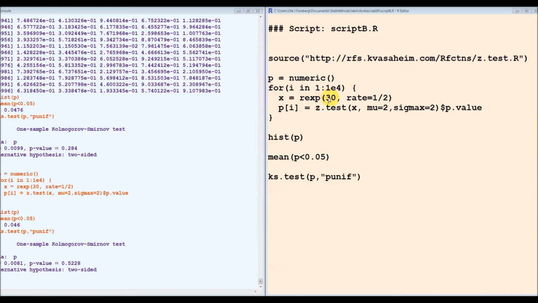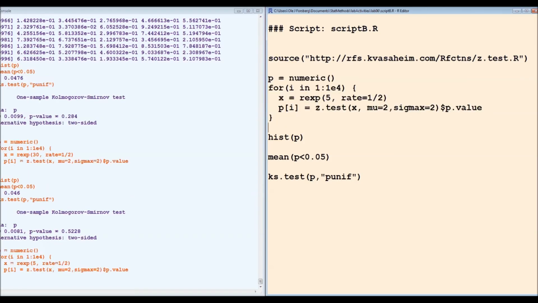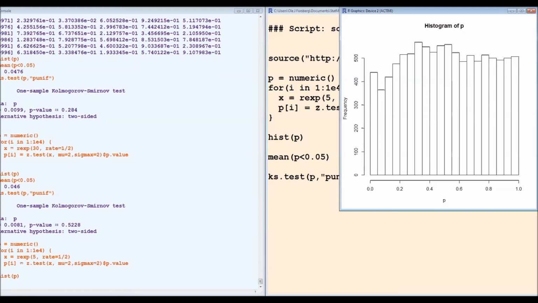Finally, let's do it with just a sample size of 5. Control R to run it. Takes about a second. Let's look at the histogram. Okay, now I'm starting to see a pattern here. It looks like it's dropping down quite a bit early.